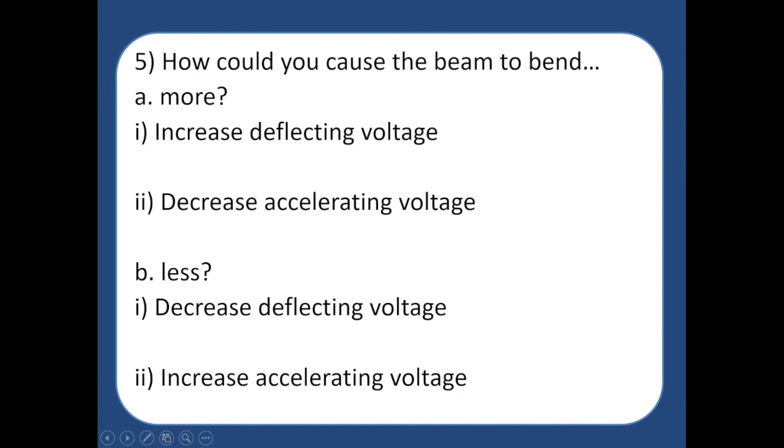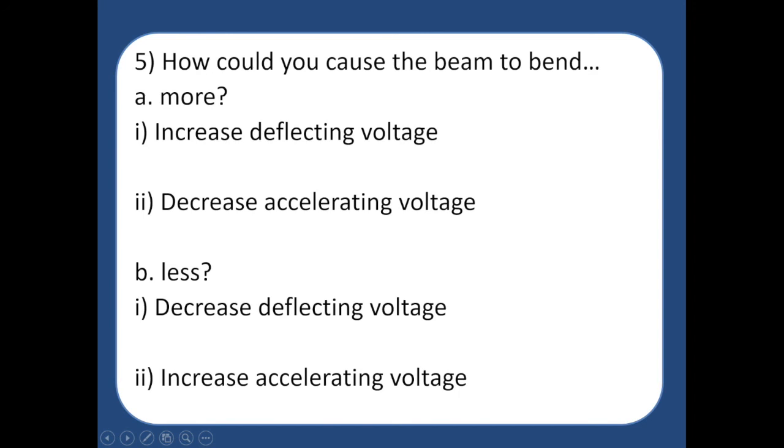But the other one that isn't maybe as obvious is that we could actually decrease the accelerating voltage. Because if we decrease the accelerating voltage, what's going to happen is the particle is going to spend longer in the electric field, which is going to result in it deflecting more. So remember that the accelerating voltage is going to cause it to have a speed, and if we decrease the accelerating voltage, it will have a lower speed, so it will take more time to get through the plates.